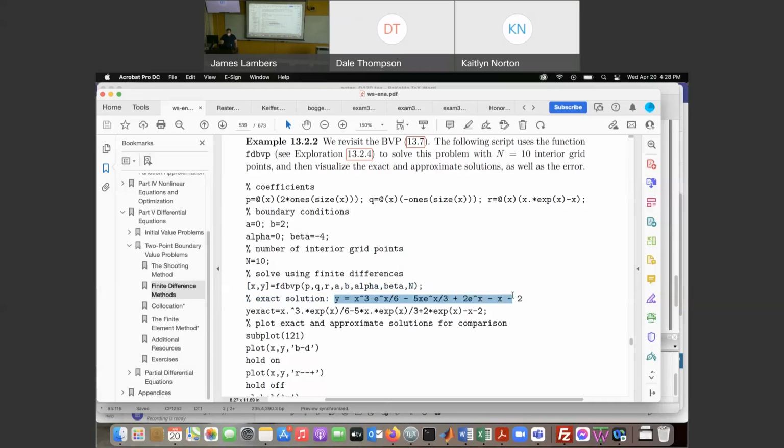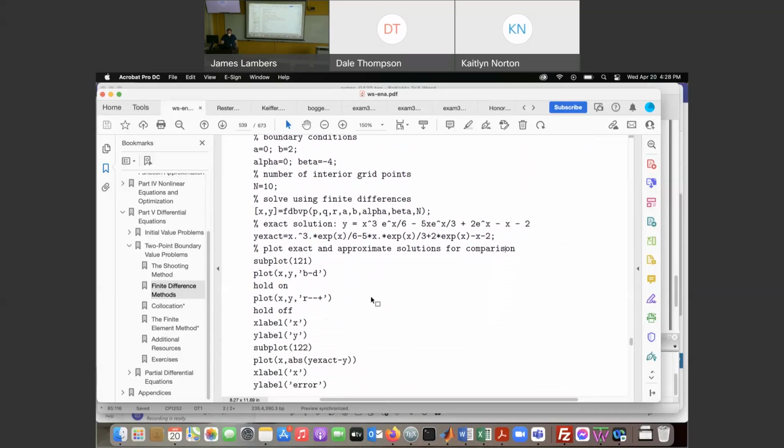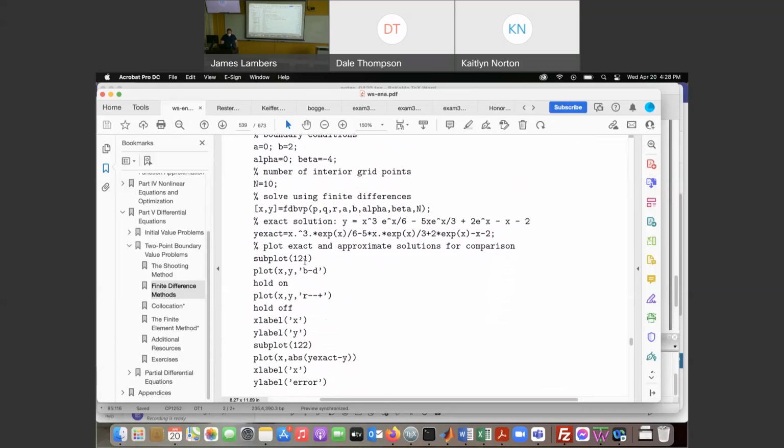This is the exact solution. Tedious solving by hand process, like from Math 285. So I implement that here, just so I can check the accuracy of the solution. And what I do is, I want to plot two things side by side. So I use a subplot command that makes a 1x2 matrix of plots. And then I select the first plot, that's what the 1 is, the second 1 is for.